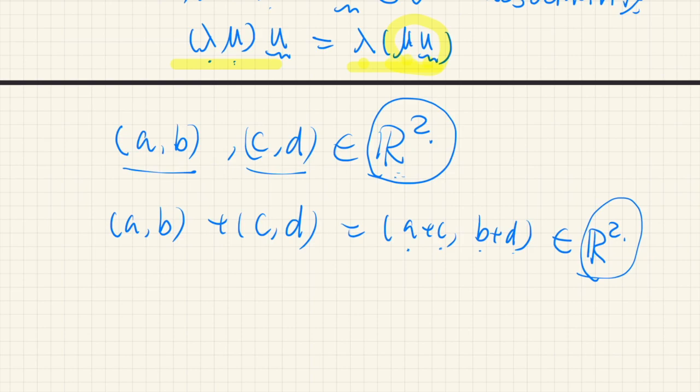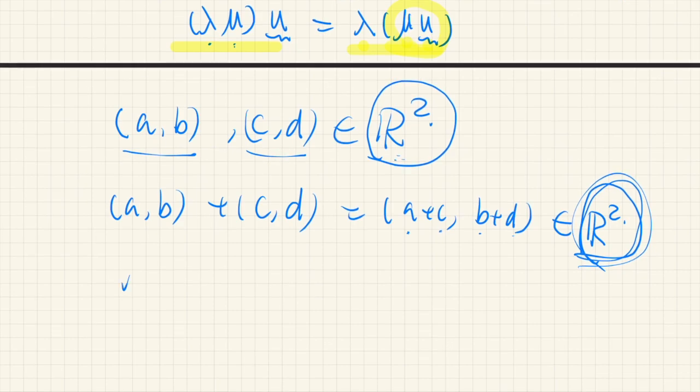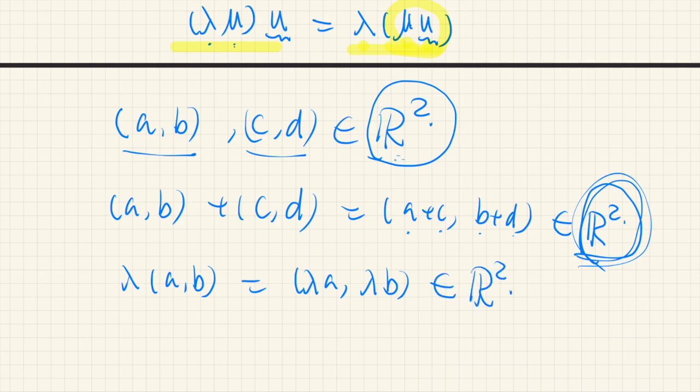It's obvious, right? So vector addition is consistent. I mean, if we add two vectors, it doesn't go beyond this space. It stays in this space. In this sense, this vector space is closed under addition. And the same thing applies for scalar multiplication. So if lambda is a real number and a and b are real numbers, the result of this scalar multiplication is lambda a and lambda b, which is, of course, an element of this two-dimensional space. So this space is closed under scalar multiplication.